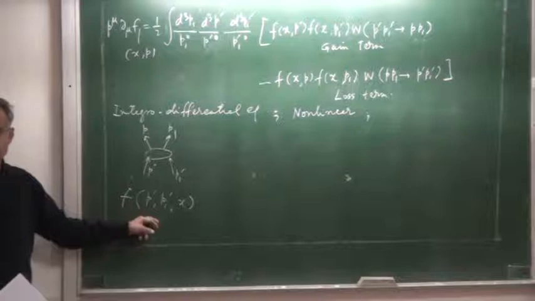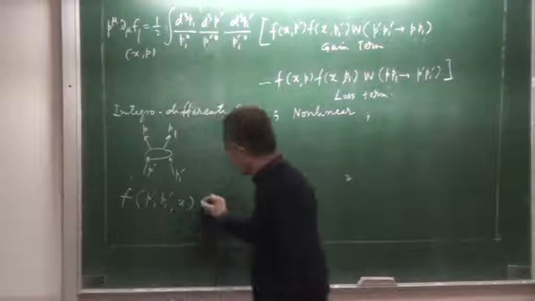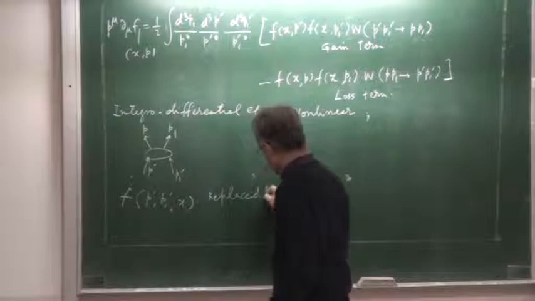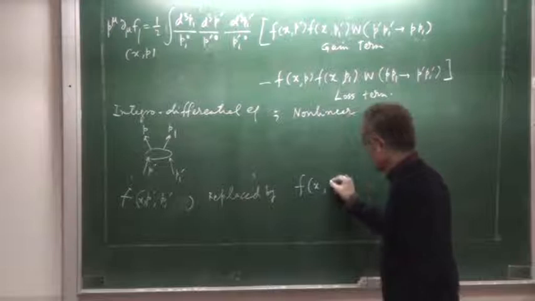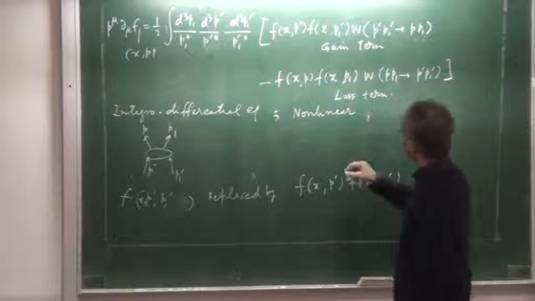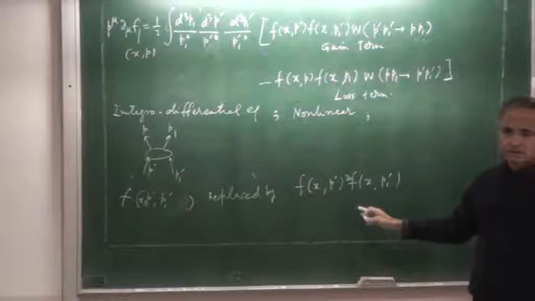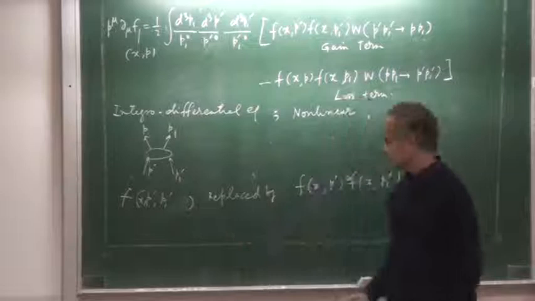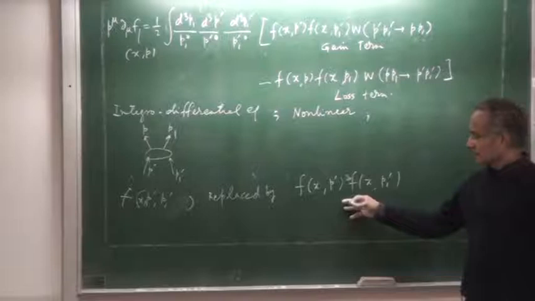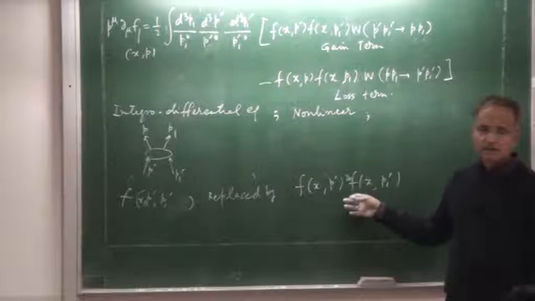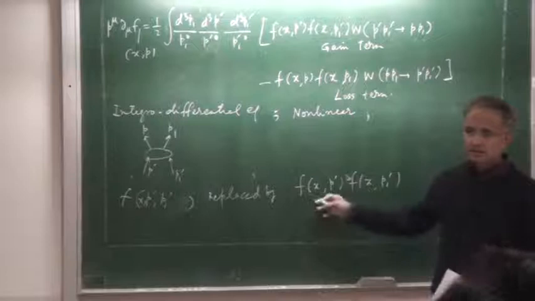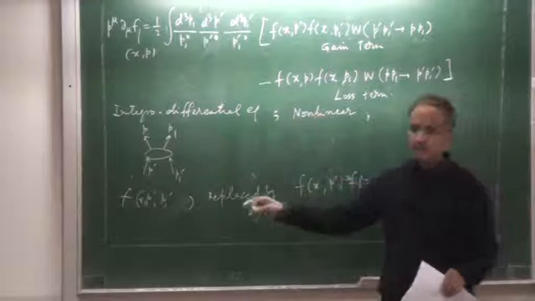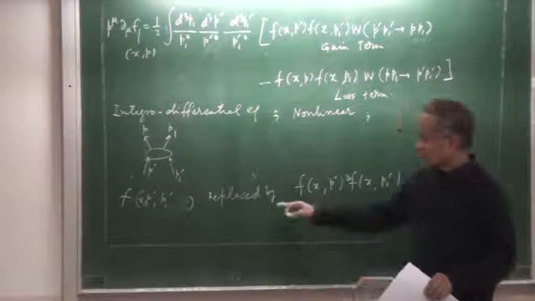But you have replaced it by a product, f of x p prime, f of x p1 prime. This is an approximation. Strictly speaking, it should be a two particle distribution. So what are we doing here? We are replacing one probability by a product of two probabilities. When is that correct? When there are no correlations, when two particles are uncorrelated, then you can do that. But if they are correlated, then this is not the right thing. In other words, we are assuming that the incoming particles are uncorrelated. That's a very important assumption, which allows you to make this equation.